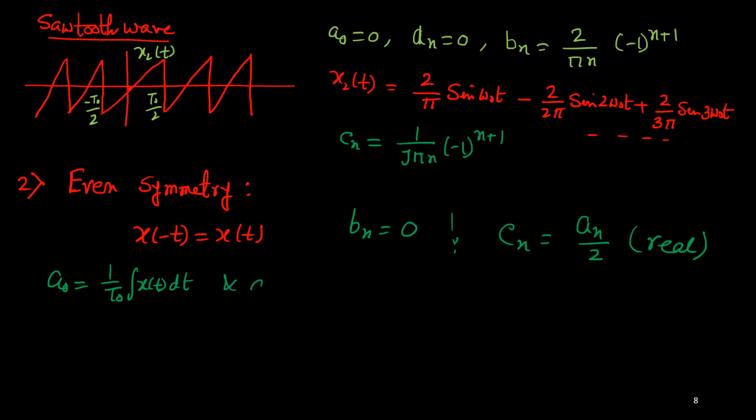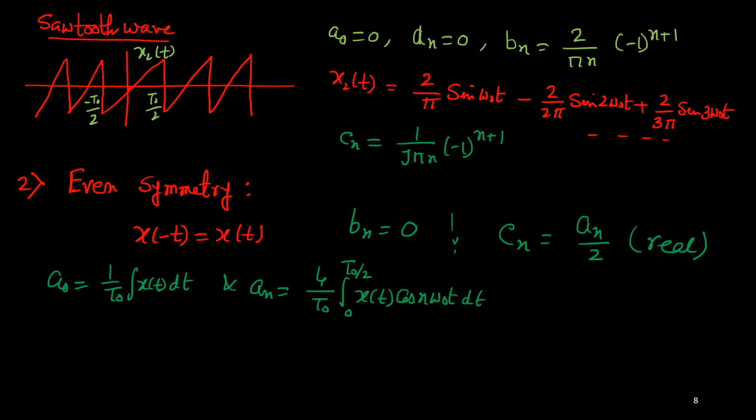And An you need to calculate, but again 2 times, so it is 4 upon T naught, only 1/2. You can consider 0 to T naught by 2. Then multiply x(t) with cos n omega naught t and dt. Right?